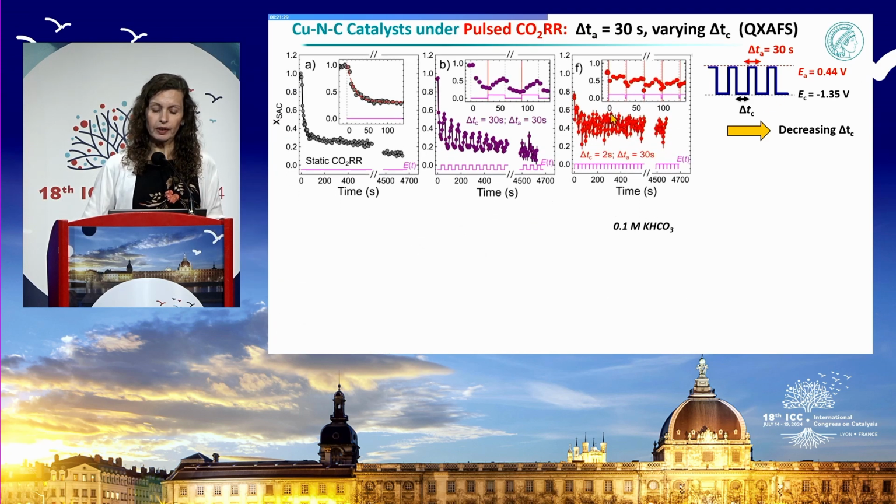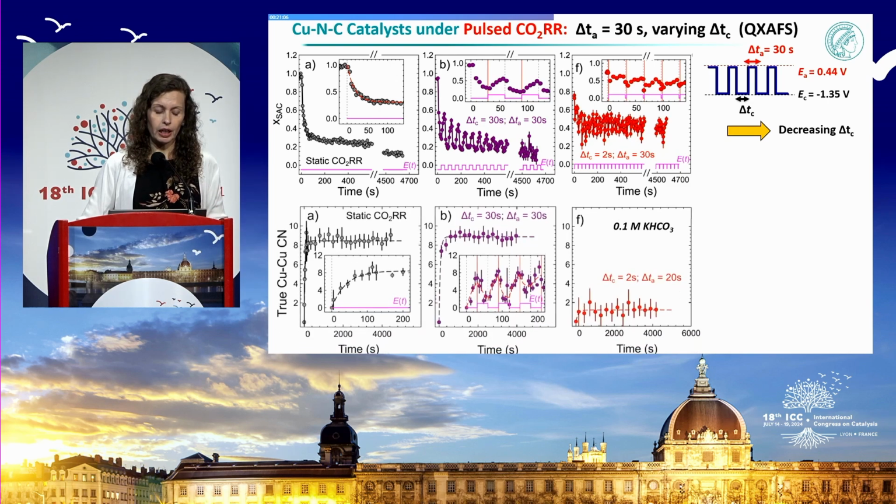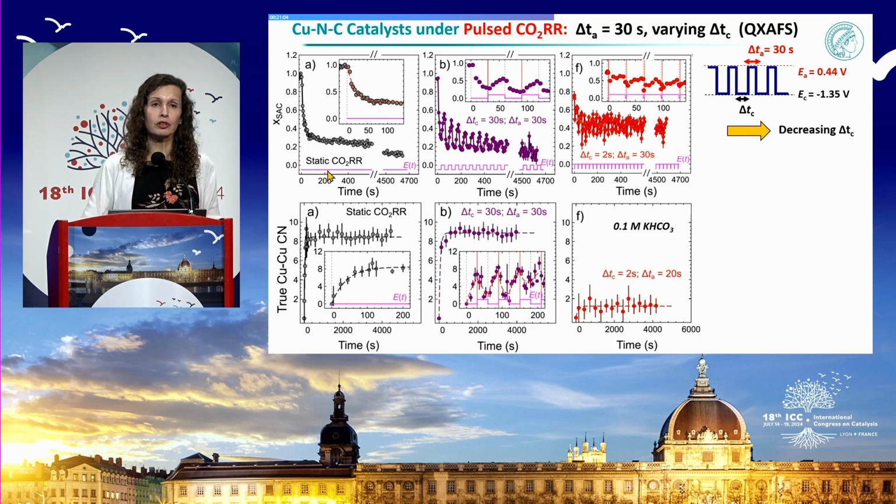If I change the length of the cathodic pulse, I stay shorter at the cathodic pulse and go longer in the anodic pulse, I can see that there are still these oscillations, so sintering, redispersion, but at the end I end up with much more of the species as single atoms. Instead of this 10–15%, I end up with maybe 50% as single atoms. So you can tune this under reaction conditions. And these are the distribution of the different species.